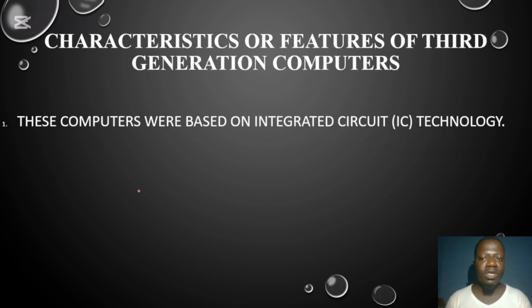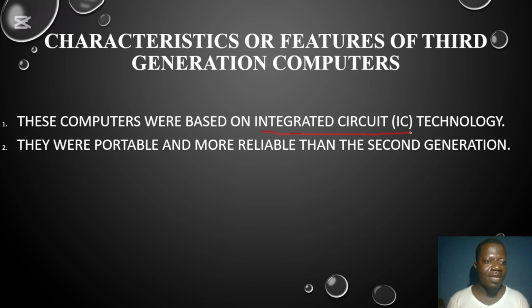So the third generation of computers makes use of the integrated circuit, or what we are simply calling the IC. When you go to the repairer, he will say your IC has bent. So it is the integrated circuit that is abbreviated, and we are calling it the IC. So let's move on to the second characteristic.